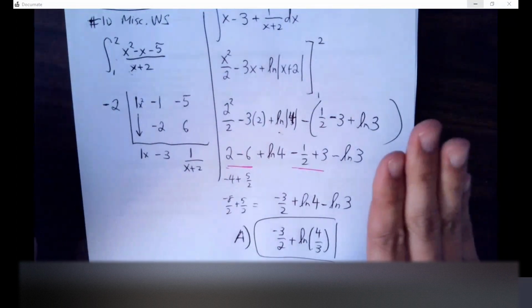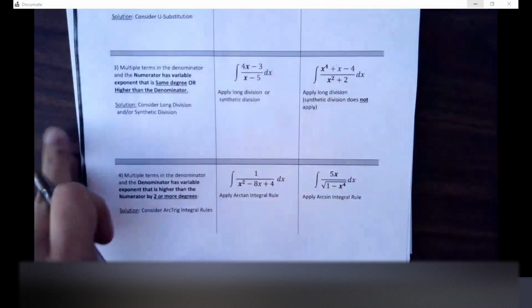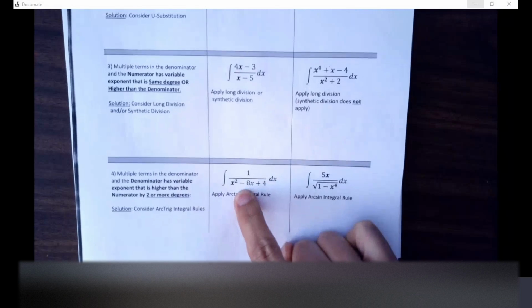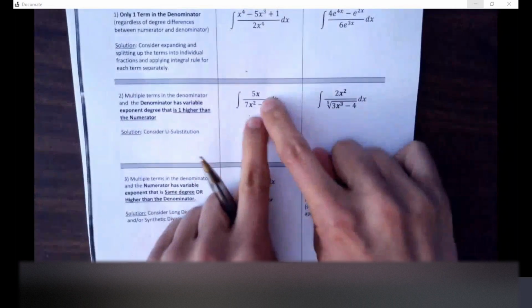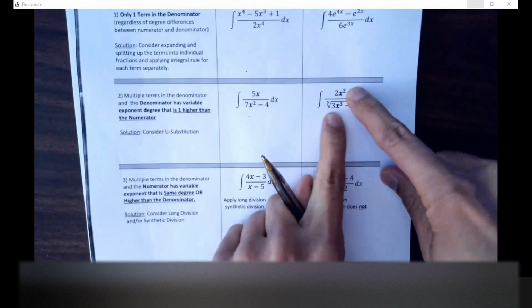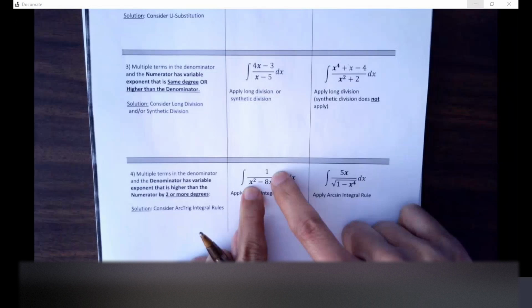Okay, so that's synthetic division. And then finally, there's also a scenario of integral problems where the degree in the denominator is higher than the numerator by 2 or more. You see how this is different from u substitution? U substitution is when the degree is 1 higher.